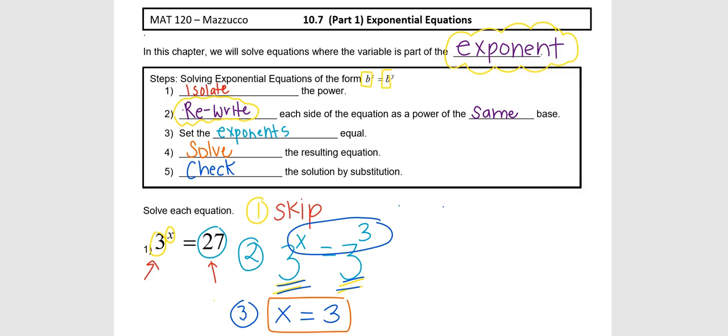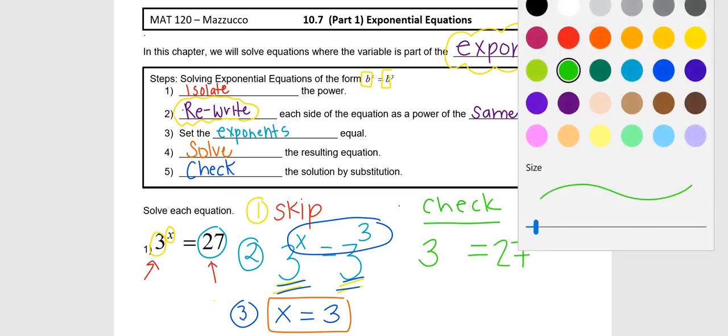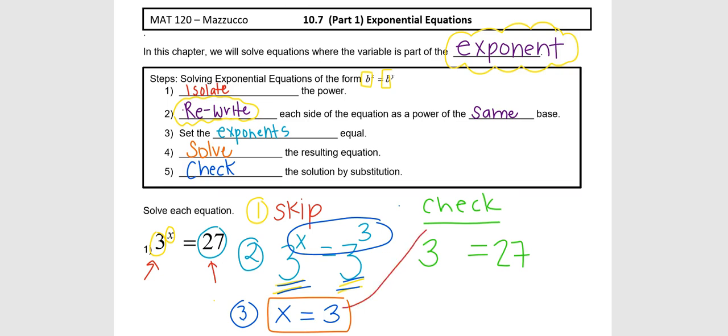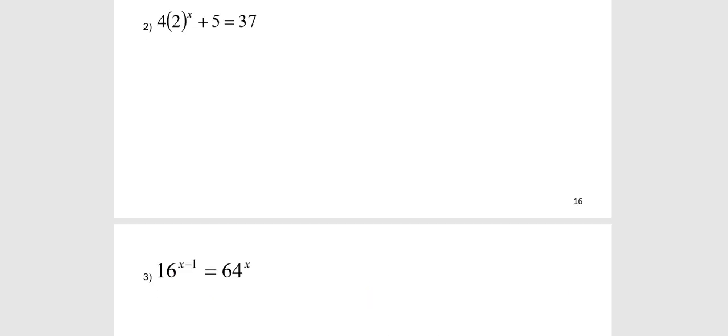exponential equation we're solving. So the very last step is we're going to check our answer. So we're going to take the 3 we just got and plug it in for x. So instead of x, we're going to put a 3 right here instead of that x. And then make sure we get the same thing on both sides. So 3 to the third power is 27, and it works. All right, let's try example 2.